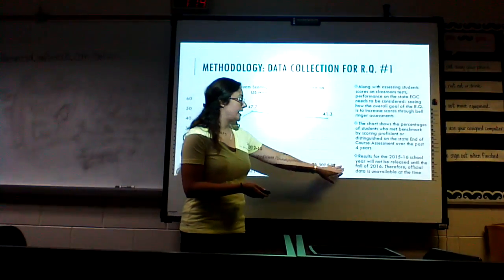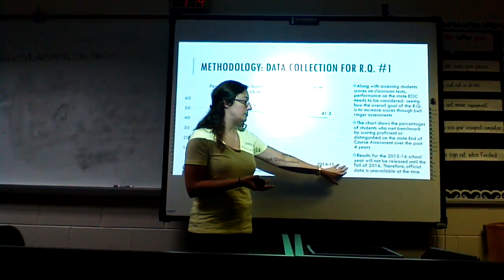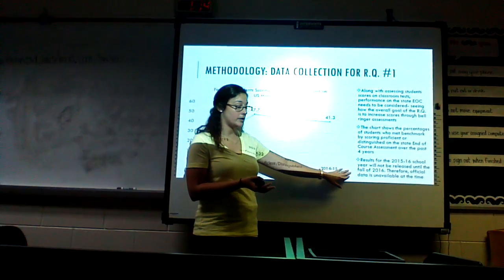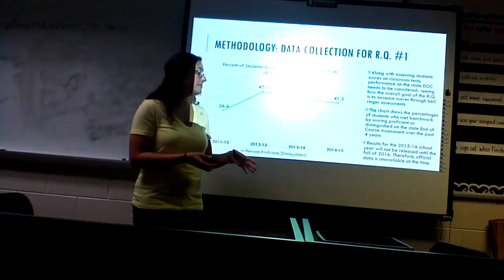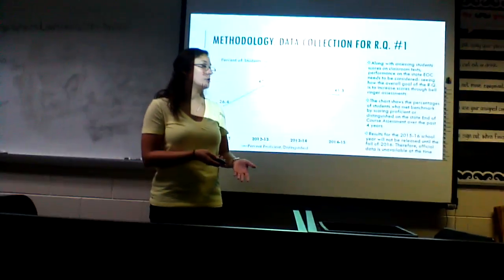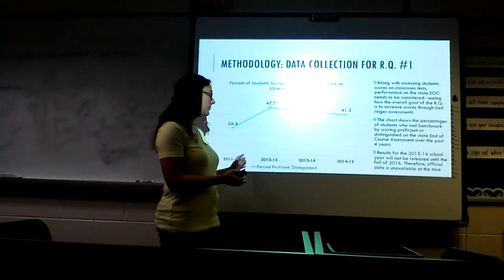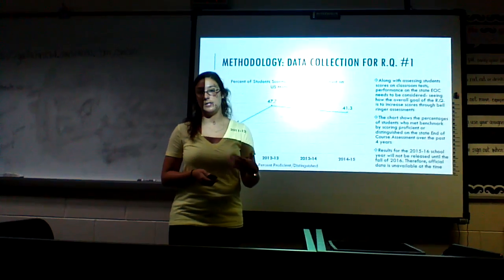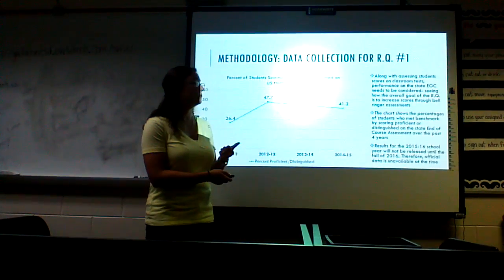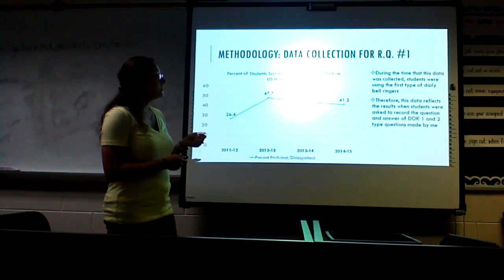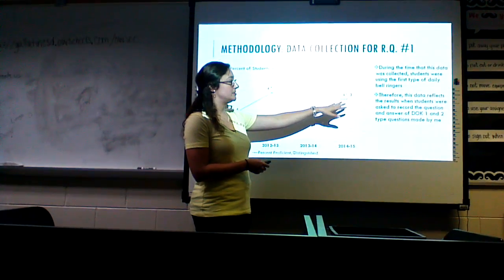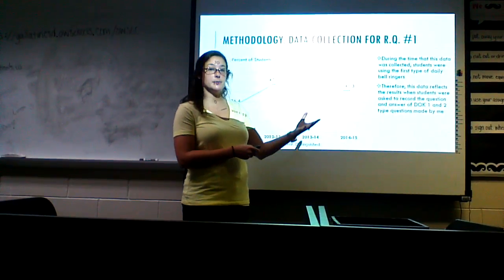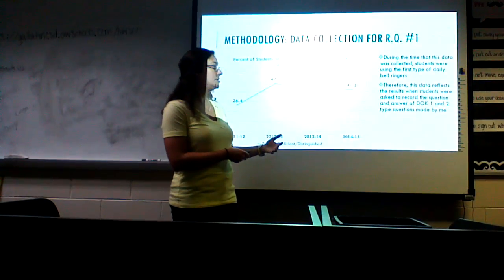Now, something to point out is that although it is the end of the 2015-16 school year, students have already taken the end of course assessment. Officially, we have not seen the data for that. The individual scores have been released, but a compiling showing the proficient and distinguished rates has not been released yet. So, again, during the time that this data was collected, that first type, a very simple bell ringer, just the question and answer, was used.